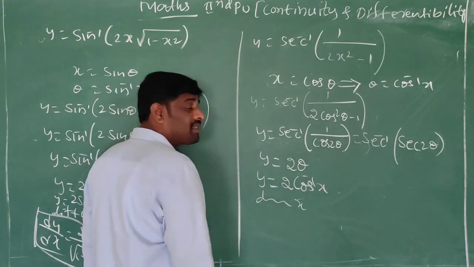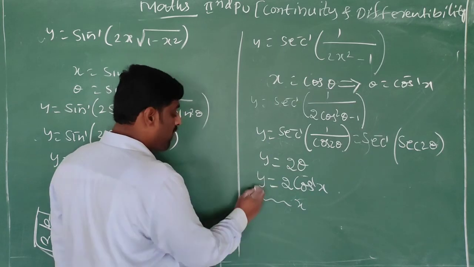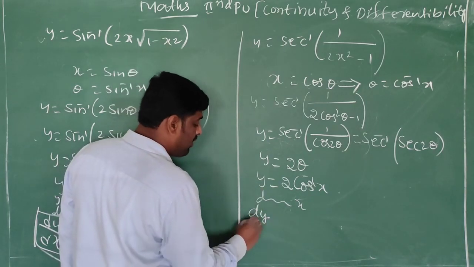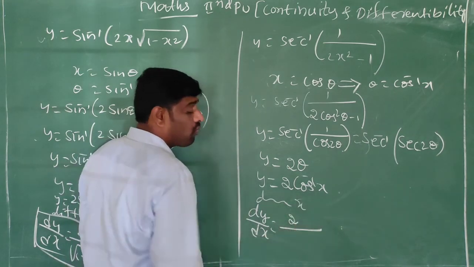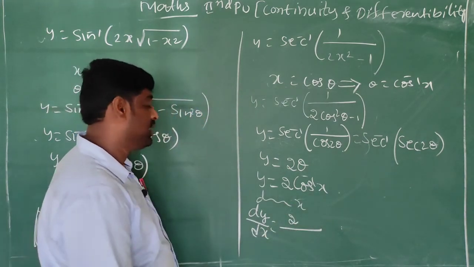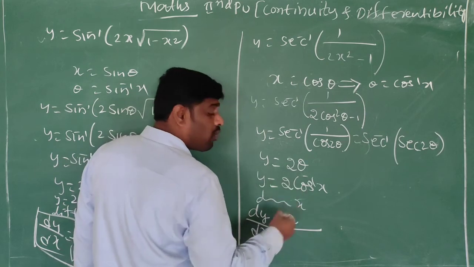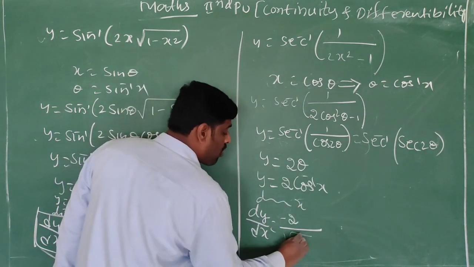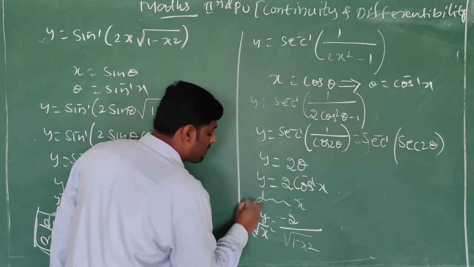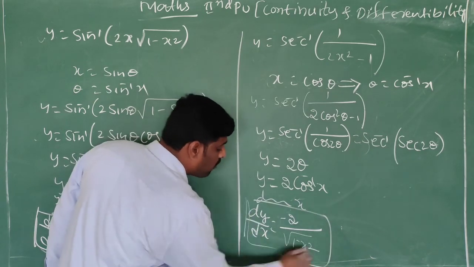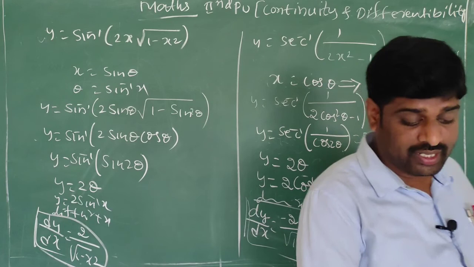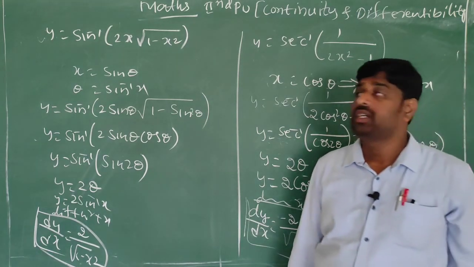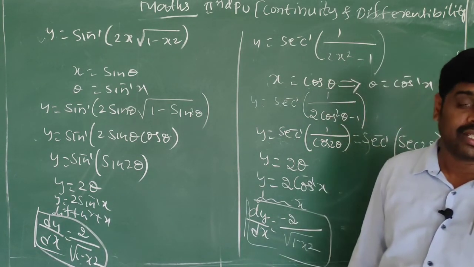Differentiate with respect to x. y differentiation is dy by dx. 2 as it is, cos inverse x differentiation is minus 1 divided by square root of 1 minus x square. So these are the problems of derivatives of inverse trigonometric functions. Exercise 5.3 is closed.